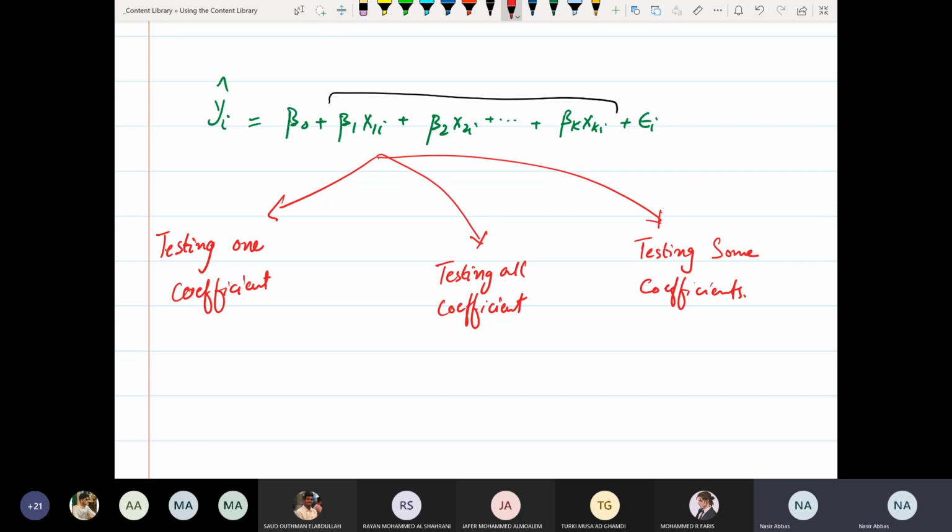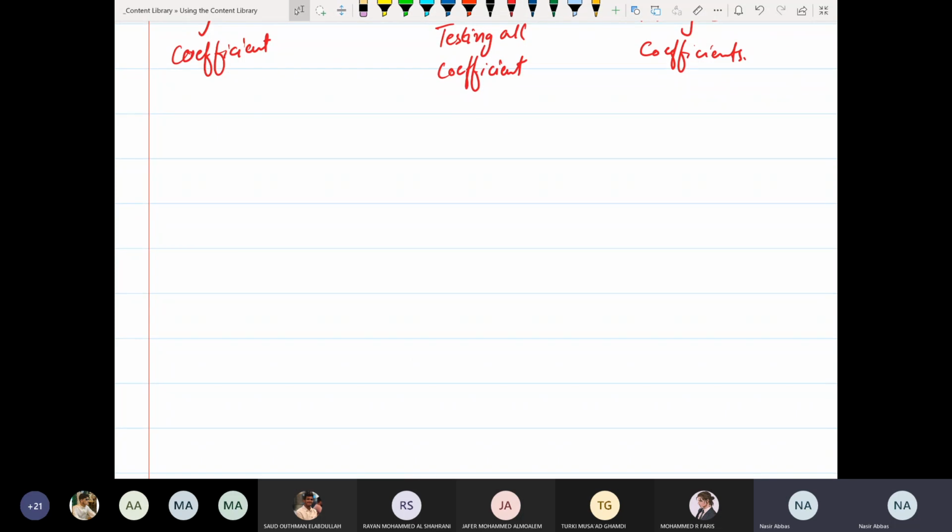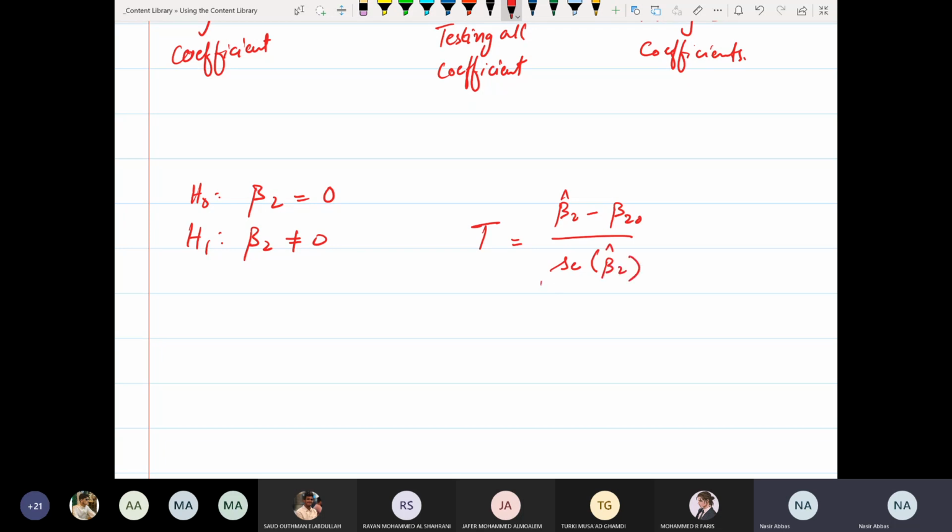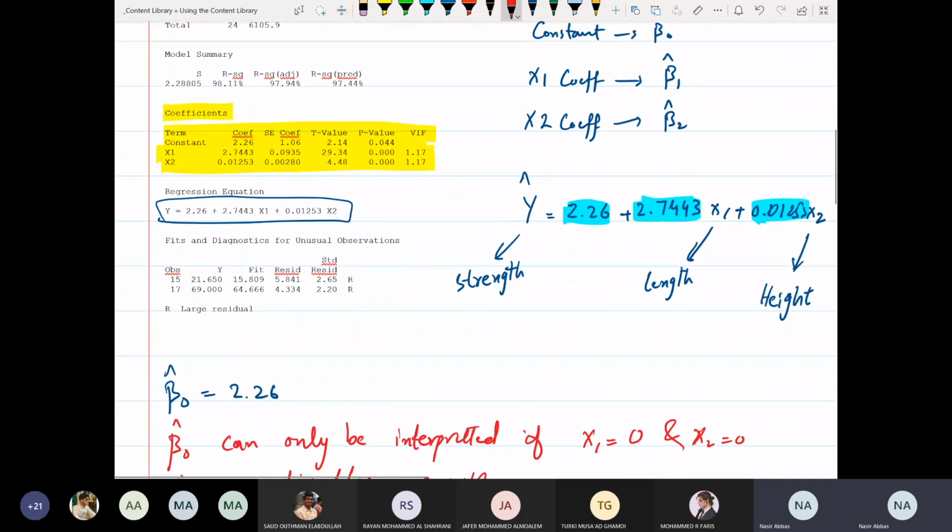If you are interested in testing one coefficient, that's very, very simple. For example, you are interested in testing H0 that beta 2 is 0 against H1 that beta 2 is not 0. The simple test statistic for this is T, equal to beta 2 hat minus beta 2 naught divided by the standard error of beta 2 hat. And this standard error of beta 2 hat is given in the Minitab output. The standard errors are given here.